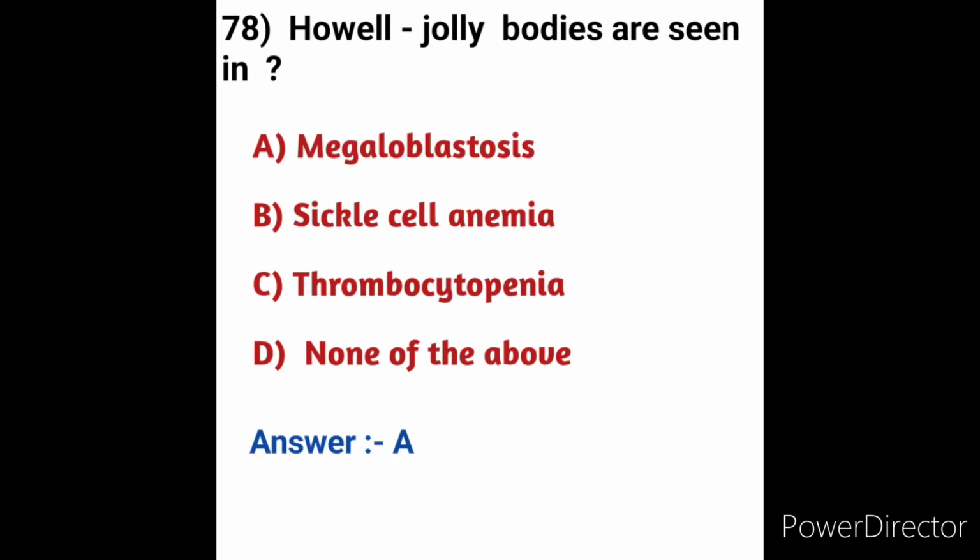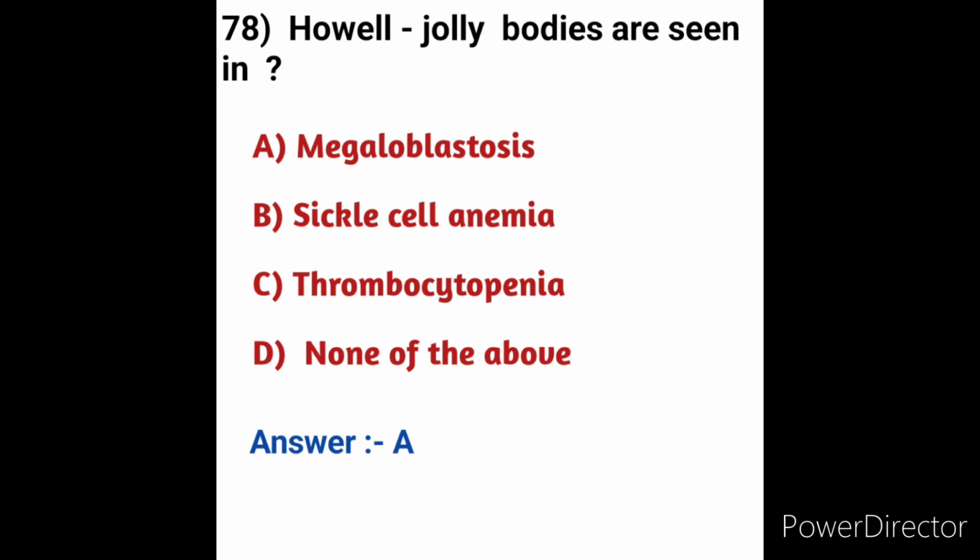Howell Jolly bodies are seen in. We will see the options here. Option A, megaloblastosis. Option B, sickle cell anemia. Option C, thrombocytopenia. Option D, none of the above. What are Howell Jolly bodies? Howell Jolly bodies are seen in splenic dysfunction.